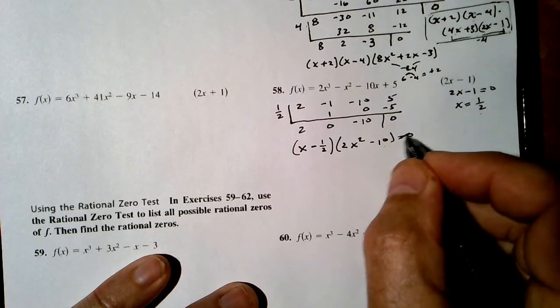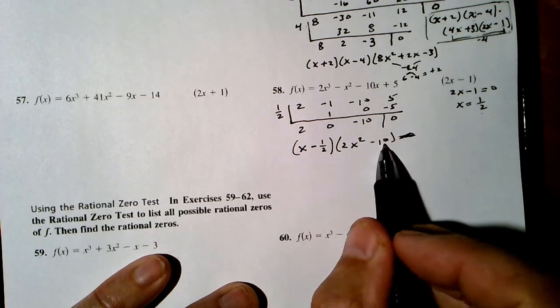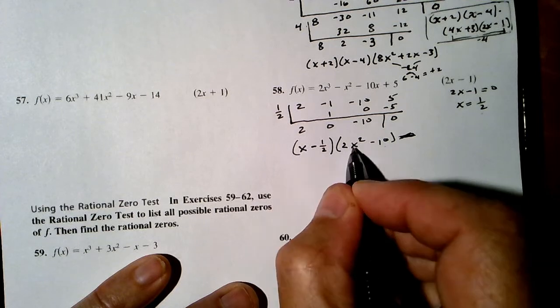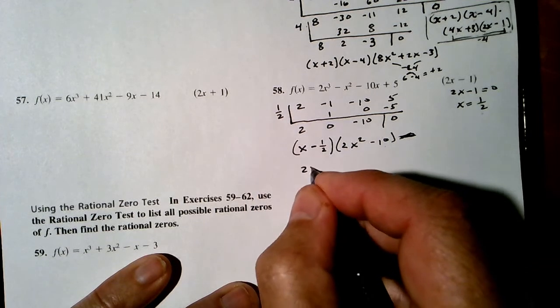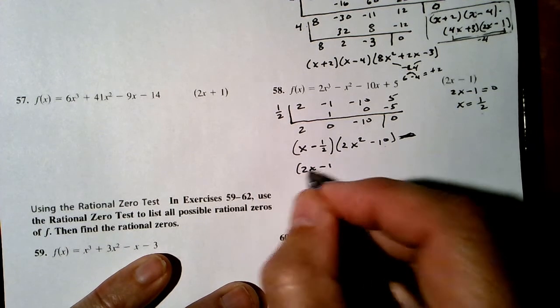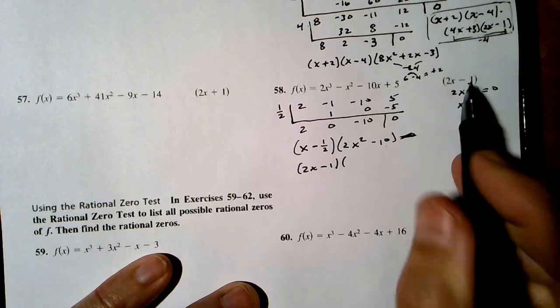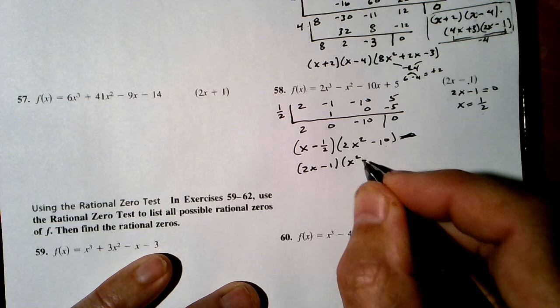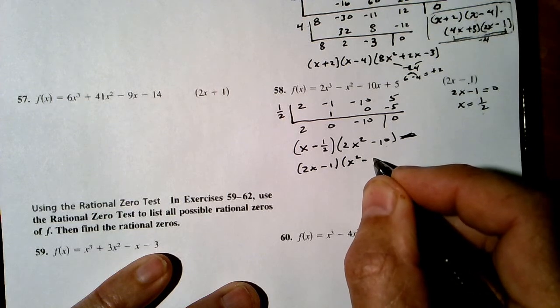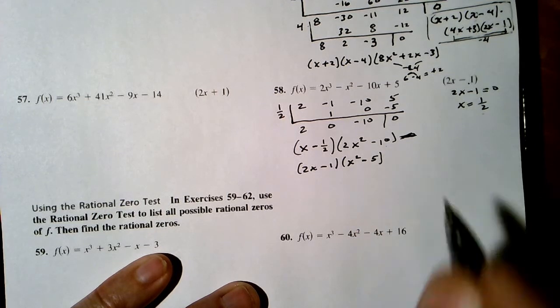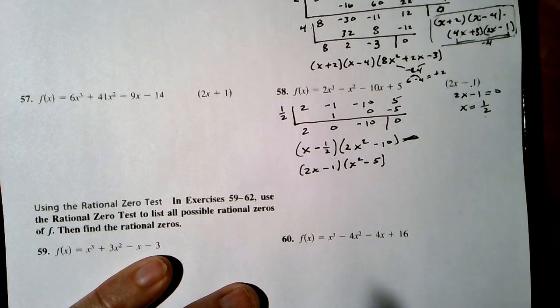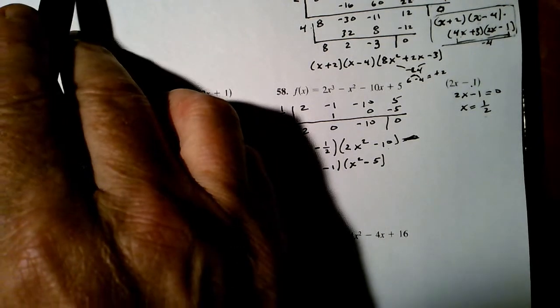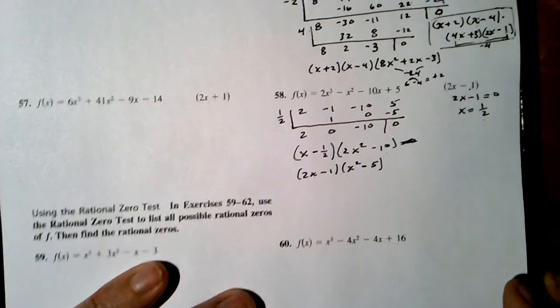Actually, we're just factoring. Factor a 2 out of here, but I'm going to distribute it into there. Factor it out, distribute it in. Back to 2x minus 1, what we started with, and then x squared minus 5. So it says find the remaining factors, use your results to write the complete factorization, list all the zeros.